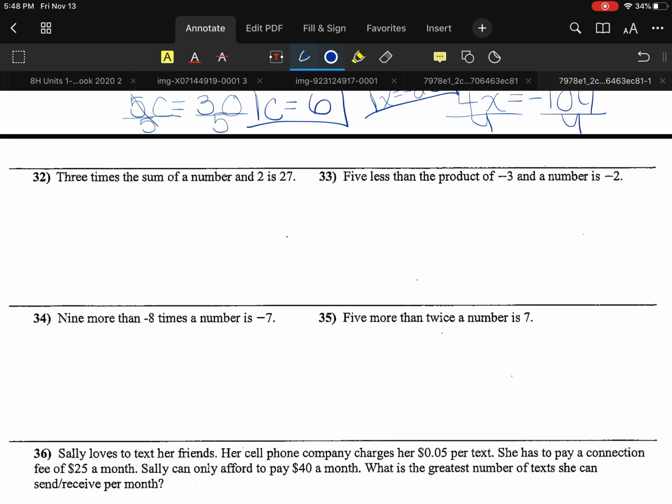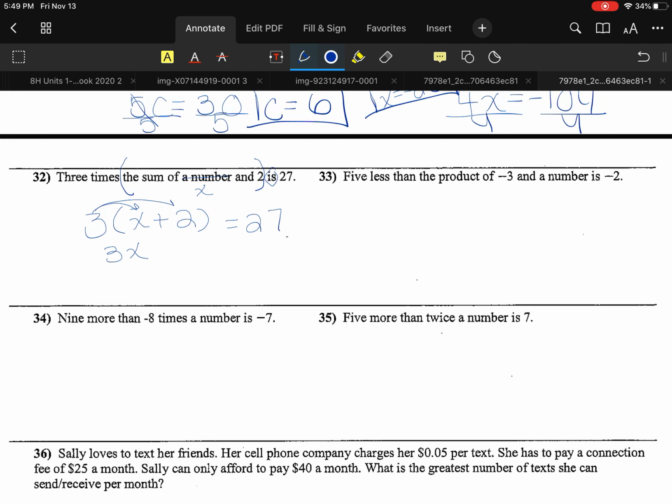Number 32, 3 times the sum. So 3 times the entire sum of a number and 2 is 27. So we need parentheses because it has to be 3 times whatever the sum is. And sum means addition, and we're adding a number and 2. So 3 parentheses, x plus 2 equals 27.